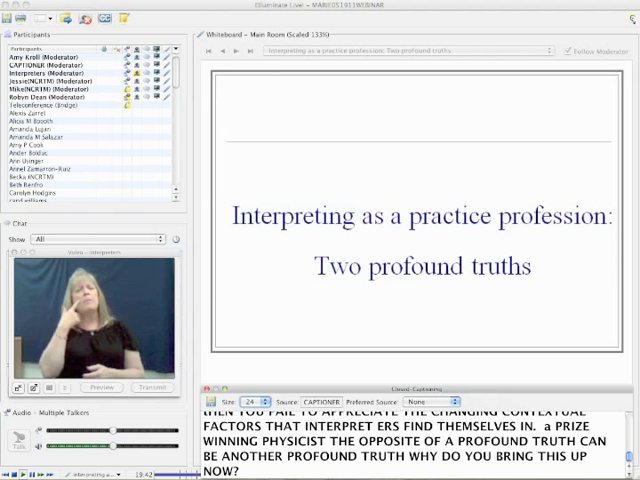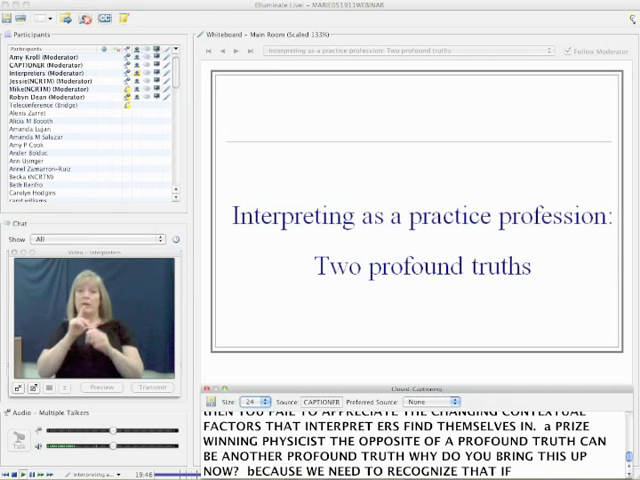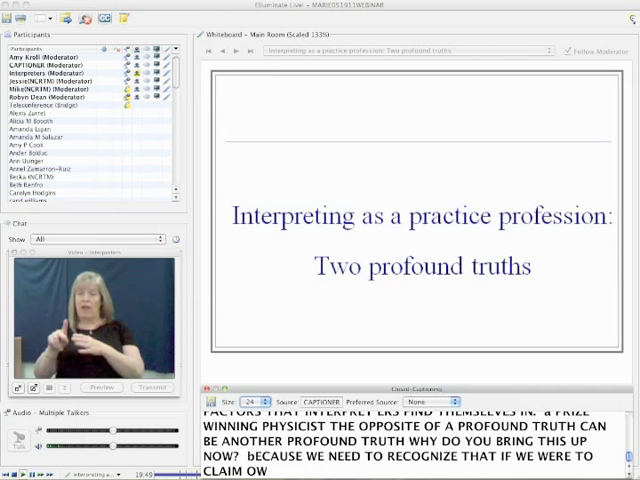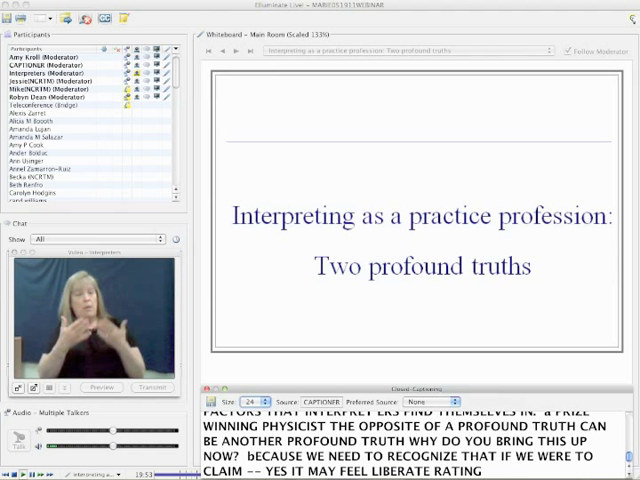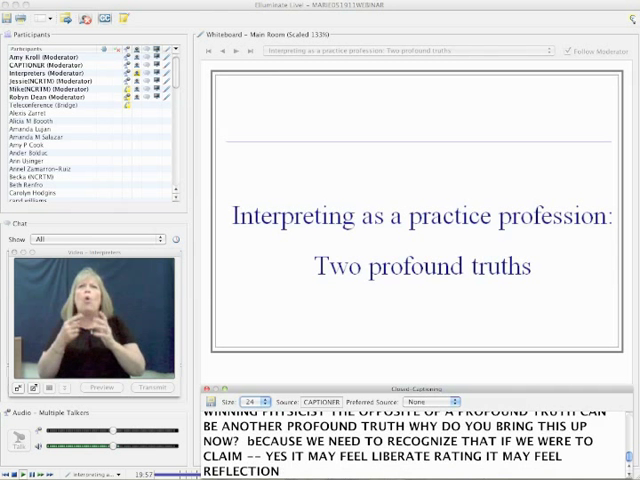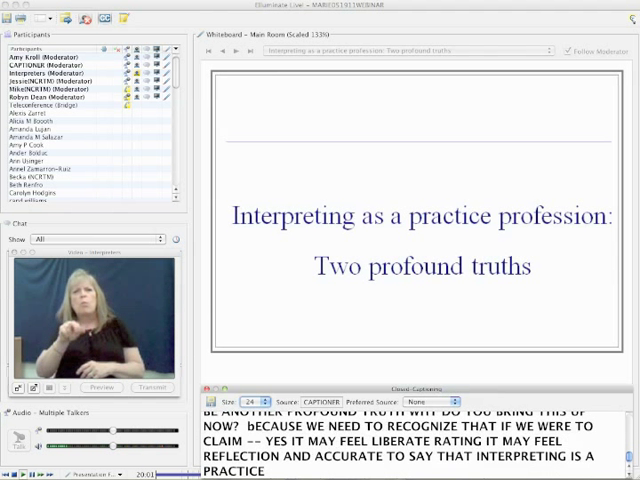Because we need to recognize that if we were to claim interpreting as a practice profession, there are two profound truths about that. Yes, it may feel liberating. It may feel reflective and accurate to say that interpreting is a practice profession. That's sort of the woohoo of interpreting as a practice profession response.